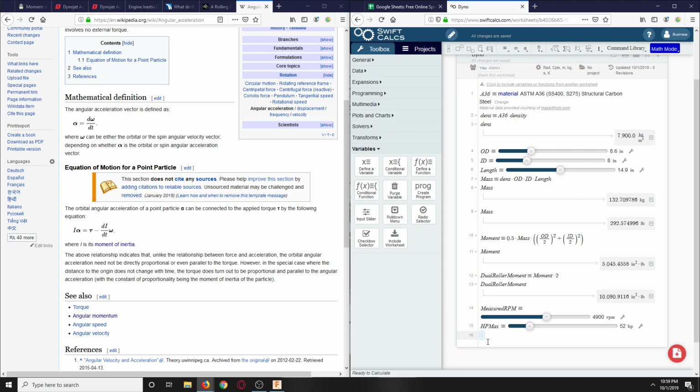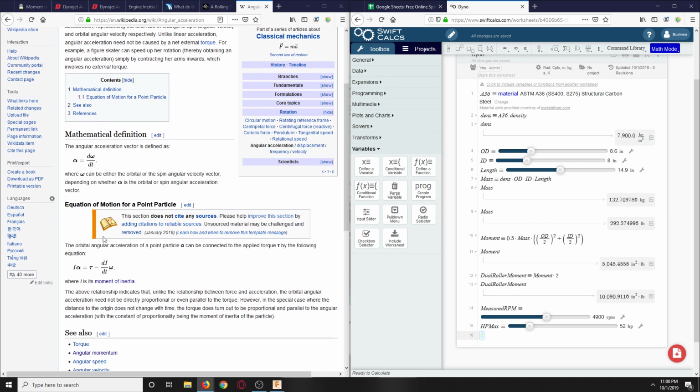So at this point, what is our acceleration? So I times alpha, angular acceleration, is equal to T minus W.